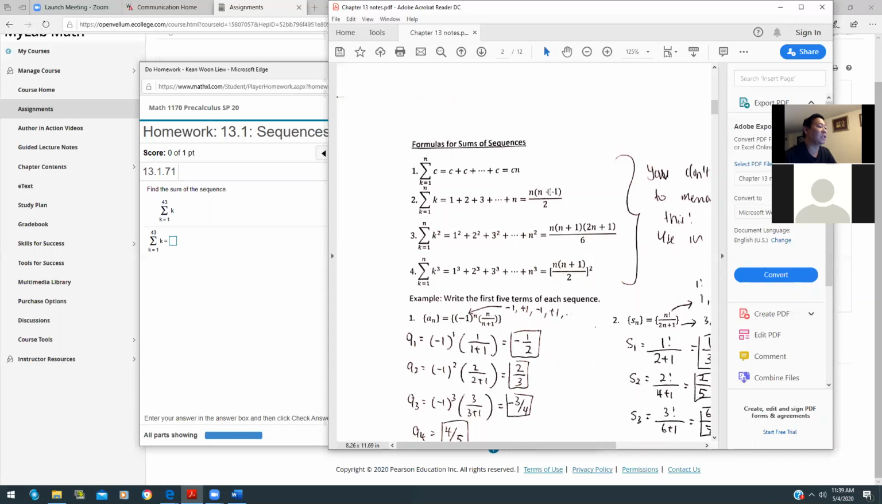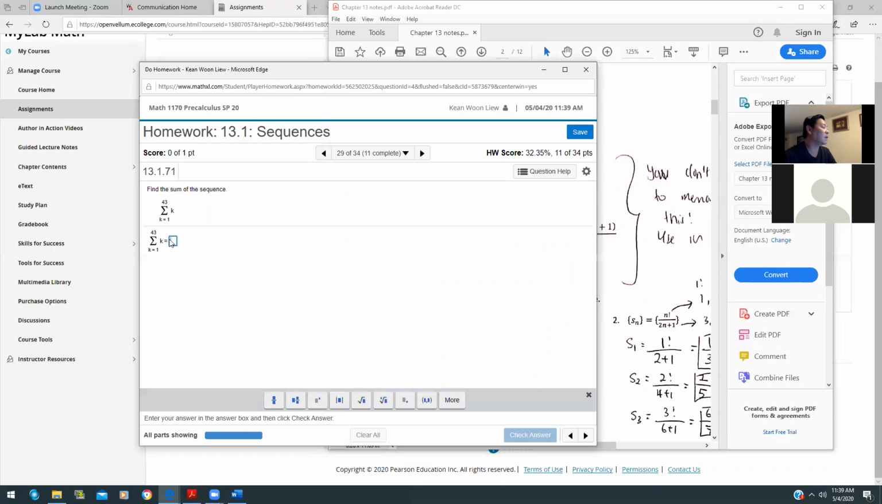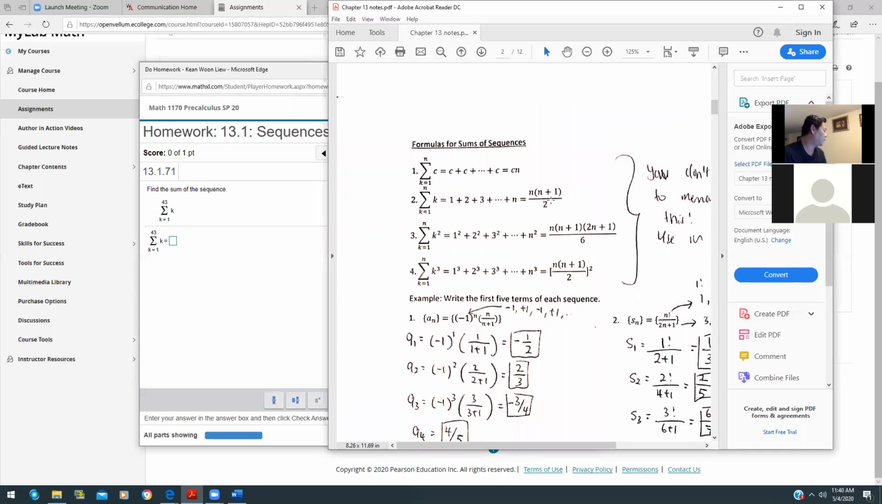So you have to use your calculator. 43 times 44, because you add 1. So it's 43 times 44 divided by 2. Okay, so you have to divide that by 2. So anyone know what that is? 43 times 44 divided by 2. And that's your answer in this case.